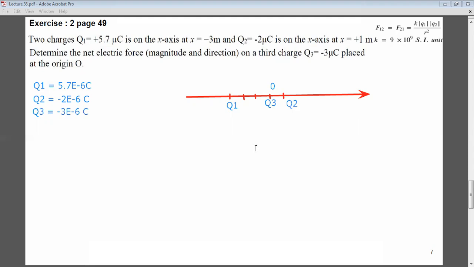Similar to the previous exercise, I have to get Q1 on Q3, Q2 on Q3, and then we see how to get the resultant. So Q1 is positive and Q3 is negative. So how is Q1 on Q3? Q1 on Q3 is attractive because this is positive, this is negative. So it's an attractive force. So this is the force Q1 does on Q3, F13.